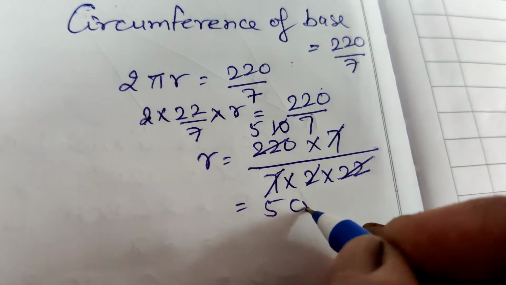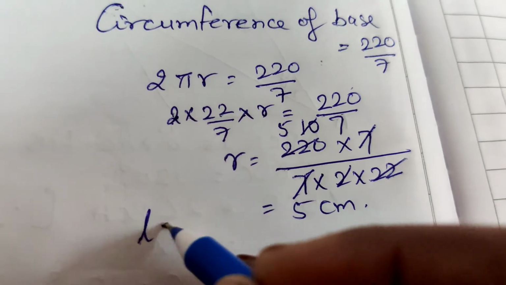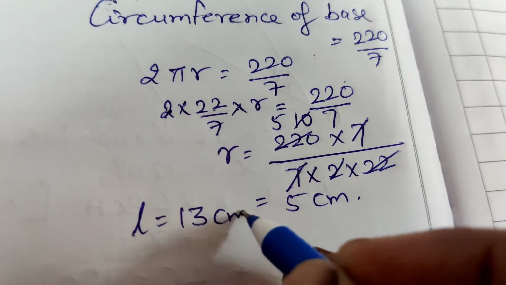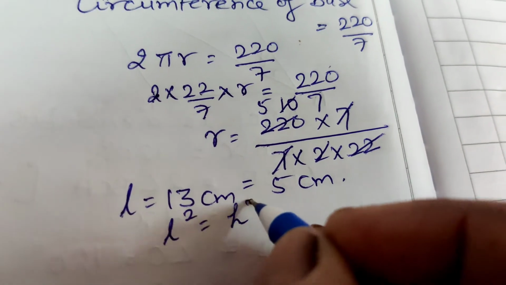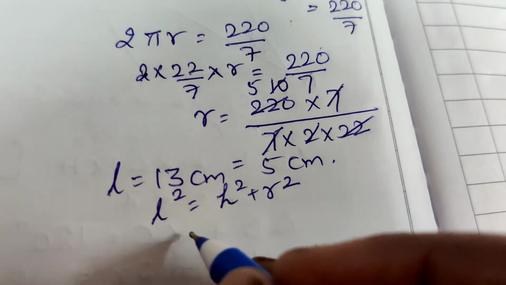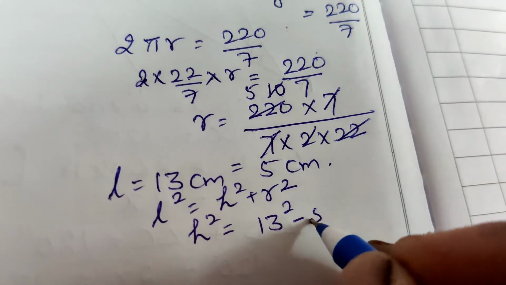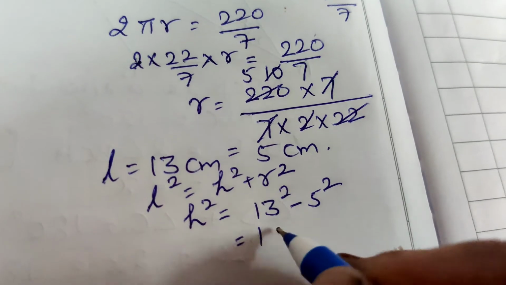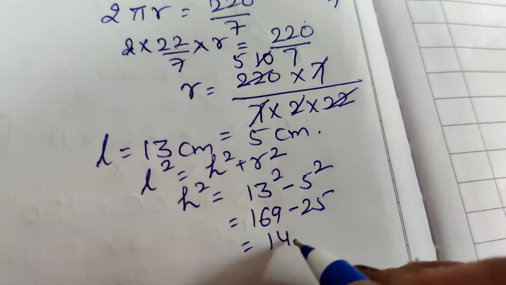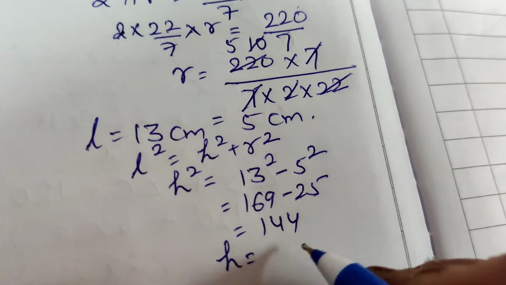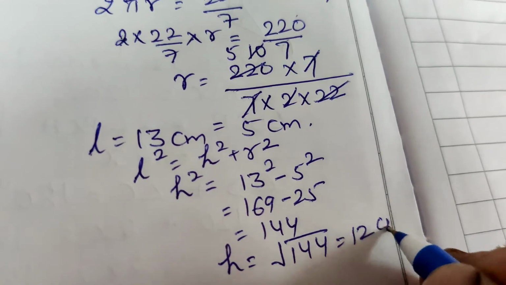Radius is 5 centimeter and slant height is given that 13. L equal to 13 centimeter given. Find height by the formula L square equal to h square plus r square. Then h square equal to 13 square minus 5 square, 144. Therefore, height equal to root 144 means 12 centimeter.